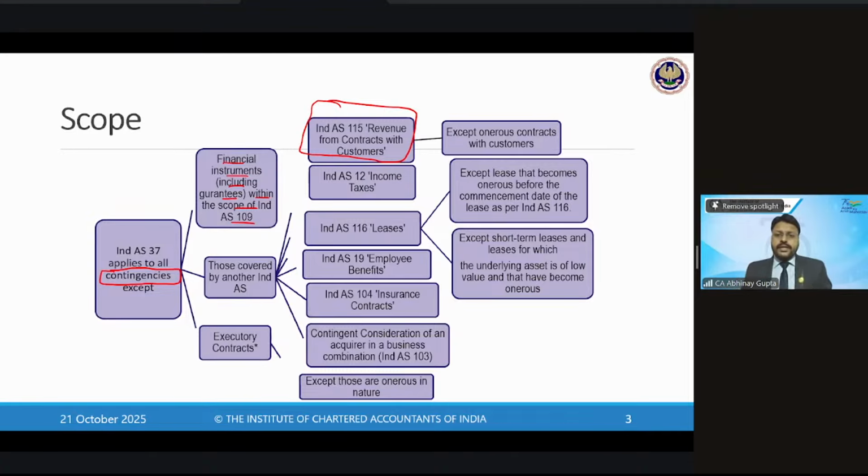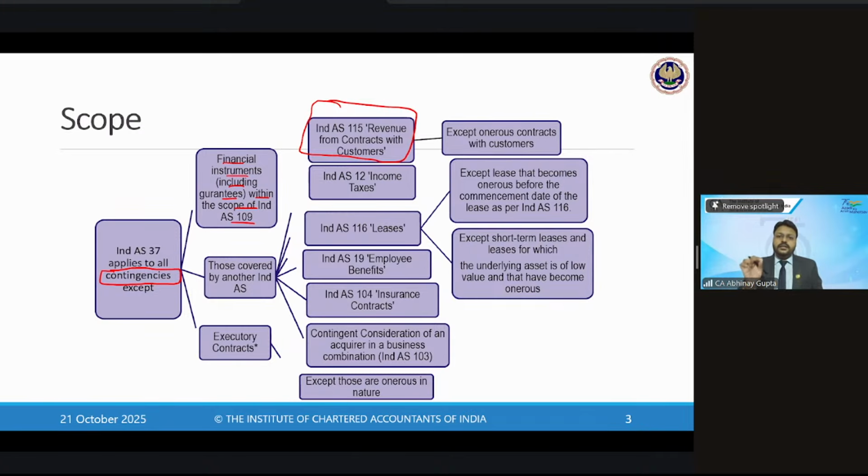Then Ind AS 12 income taxes. We do not know whether the income tax department is going to serve a scrutiny notice on us or not, right? Whether the taxes which we have assessed are going to be accepted by the income tax department or not, whether there would be additional demand of taxes or not. So these are the contingencies, right? But all these contingencies are not to be dealt with by Ind AS 37 directly. There is a specific standard, Ind AS 12 income taxes, right? So that takes care of this.